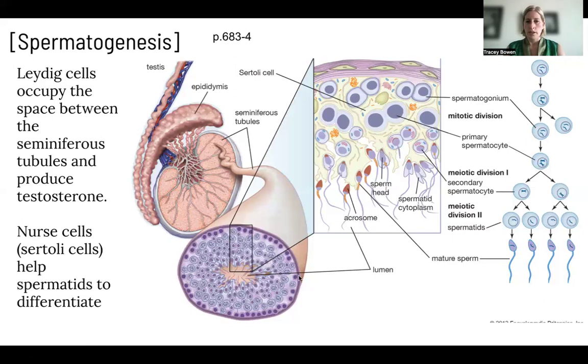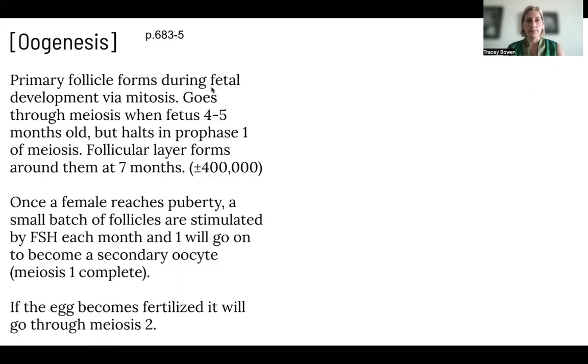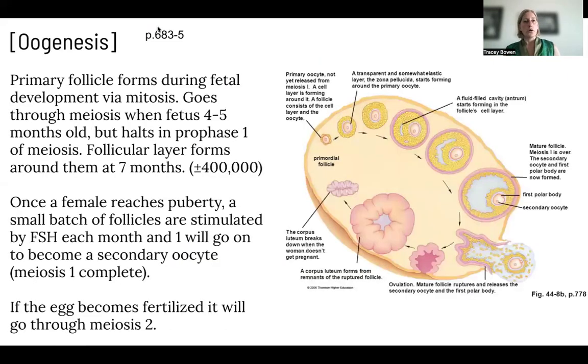As we said, these spermatogonium cells are germinal, meaning they're going through mitosis, not meiosis. Once the sperm have been made, they go to the epididymis for storage and then will be ejaculated through the sperm duct. So what's going on in oogenesis, the production of eggs?